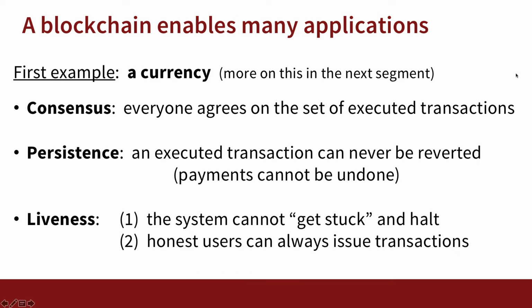Okay, so now that we understand what a blockchain is, let's look at the first application for a blockchain, which is a currency. So how does a blockchain provide a currency? Well, essentially, as I said, the fact that we have consensus means that everybody agrees on the set of transactions that were already executed, which means that everybody agrees on how much money everybody has. So all the participants in the system sort of agree on the current state of the world, in particular, how much every participant actually owns.